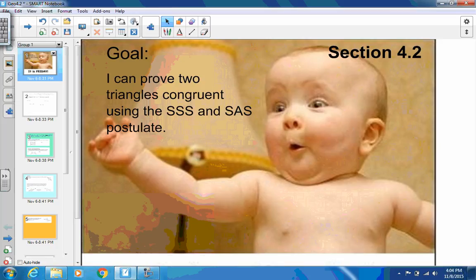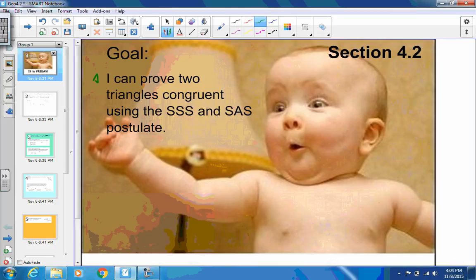And remember, chapter 4 is all about congruence in triangles. So we've learned about just figuring out if we can find all sides and angles, all the corresponding parts to be congruent. That'll show that two triangles are congruent. Today we're going to focus on this goal, which will make life easier, and we're going to find more ways to prove two triangles congruent. The goal is I can prove two triangles congruent using the SSS and SAS postulate.